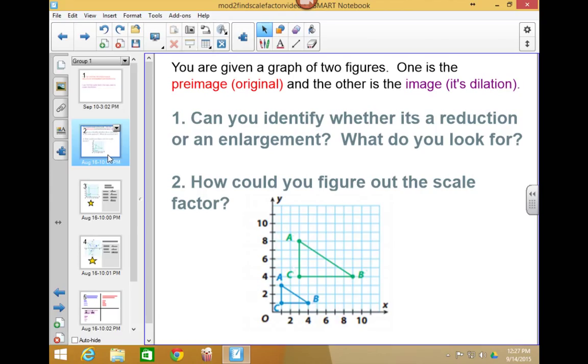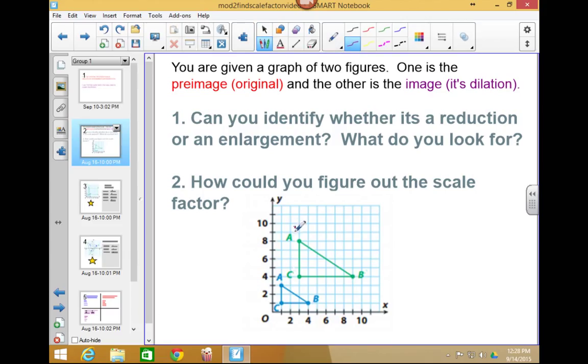The first question asks, can you identify whether it's a reduction or an enlargement, and what do you look for? If I was looking at these two triangles, there's absolutely no way for me to tell whether the figure was reduced or enlarged in the dilation. The only thing that would help me would be these prime symbols. If I had A prime, B prime, and C prime, that would tell me that it was the image. So the figure got bigger in my dilation, which means that it's an enlargement.